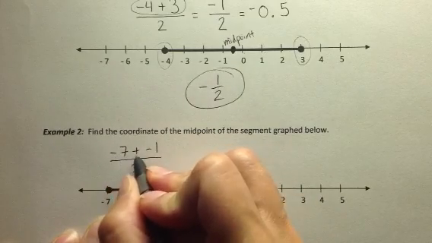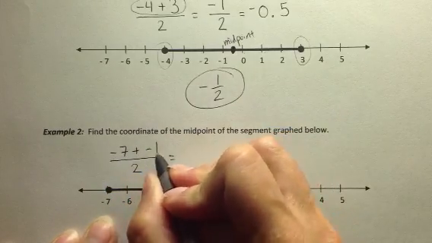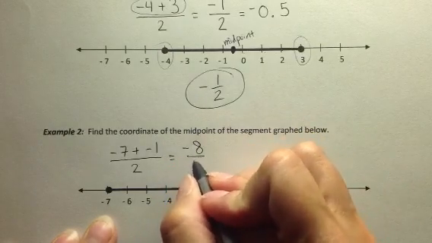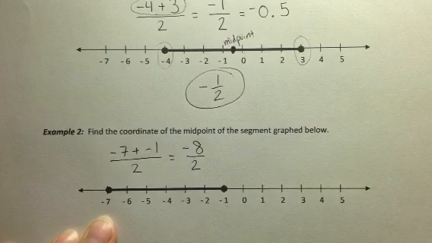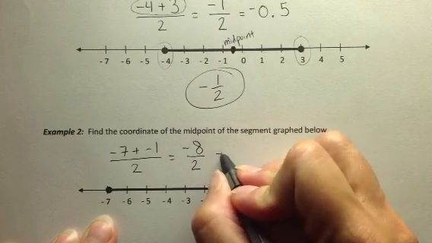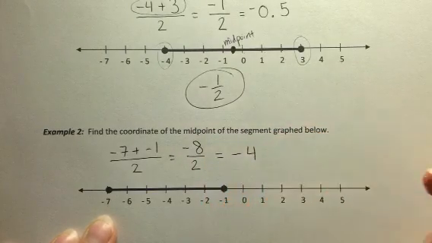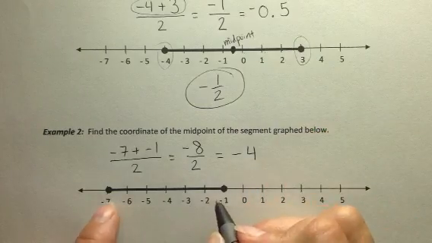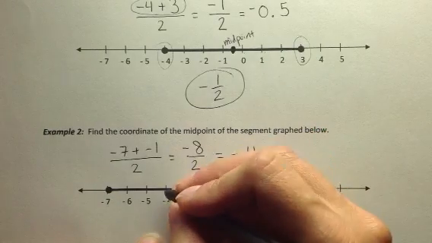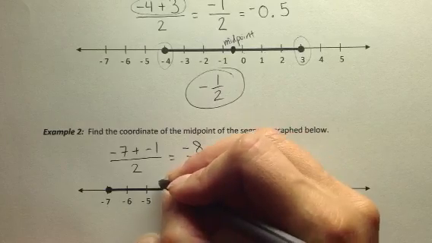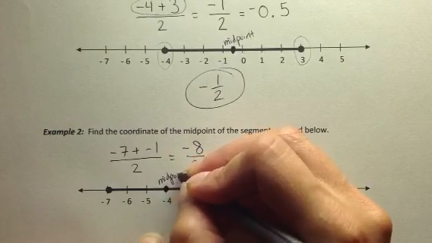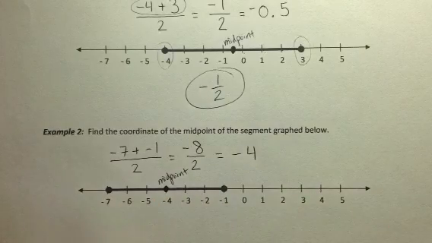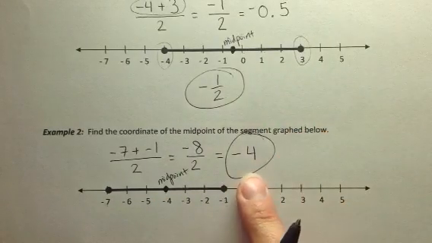So -7 plus -1, they're all negative, so I'm going to add them this time. It's going to be -8 divided by 2. A negative divided by a positive is -4. Okay? Before I circle and finalize that answer, I'm going to go to my picture, find -4, put the midpoint there, and make sure it looks good. 1, 2, 3, 1, 2, 3, I like it. Looks good. So this is my midpoint at -4.